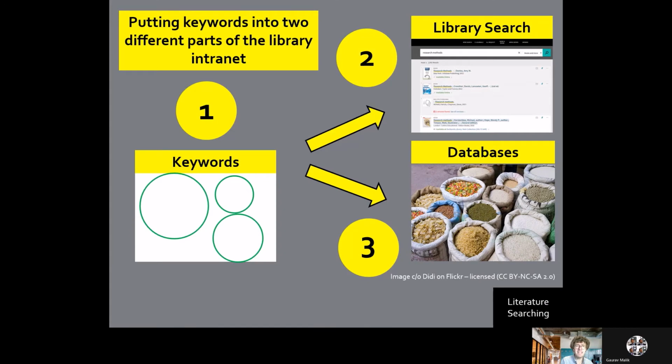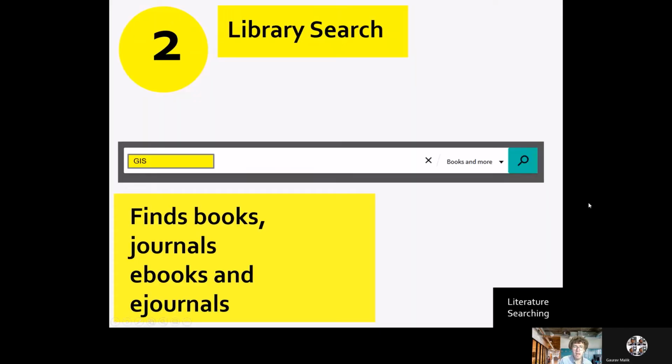Okay, so let's actually start to use the library. Just to break it down, what you're basically doing is getting some keywords together, just as you would do if you were using Google. But there's a couple of places that I want to talk you through, which will be able to retrieve interesting resources, hopefully, for you. Library search and the databases. So library search is just a search box.